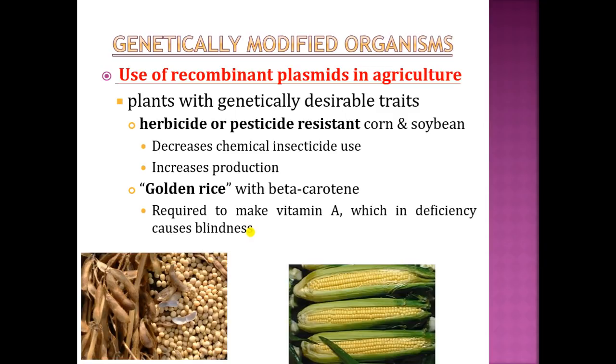The other important role is a revolutionary change in agriculture. We get plants with genetically desirable traits, for example herbicide or pesticide resistant corn and soybean, that decrease the use of chemical insecticides and increase the production. The golden rice has beta carotene, so we can easily remove vitamin A deficiency that is responsible for causing blindness.